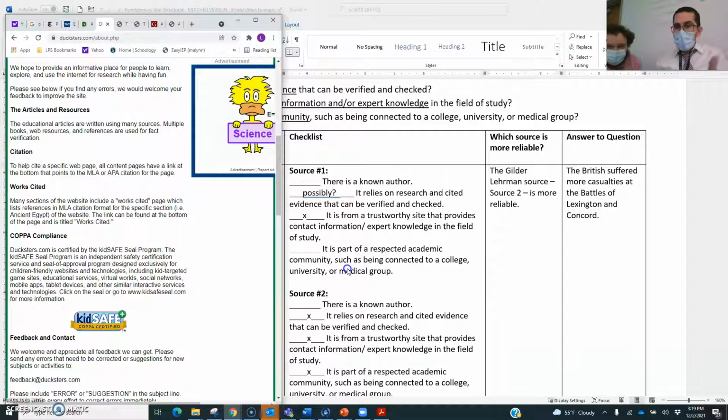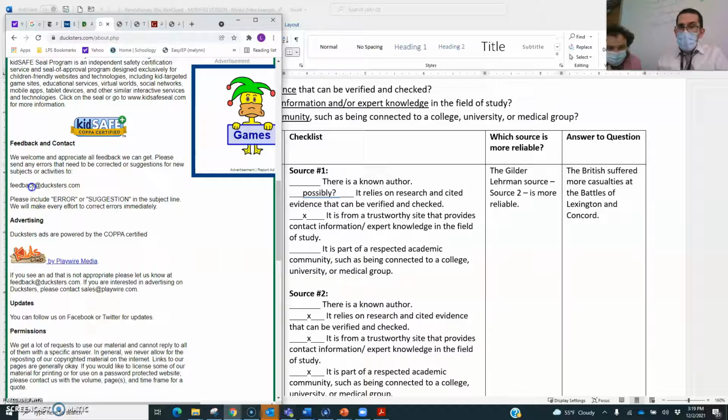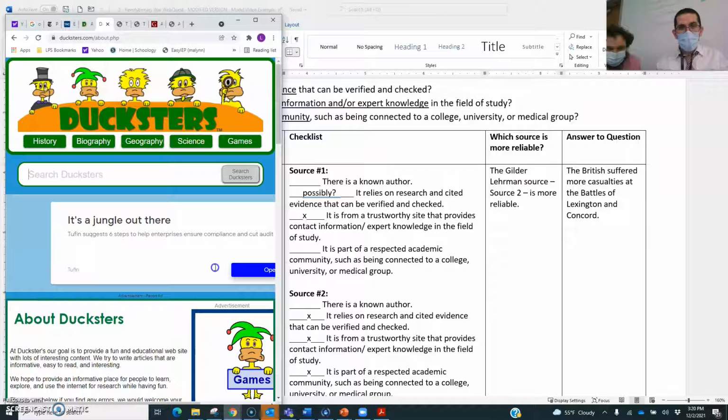Is it from a trustworthy site that provides contact information and expert knowledge in the field of study? I do have the ability to contact them if I want to reach out to them and provide them with information if I think there's an issue going on. So I guess the answer would be yes, so I cross that off as yes. And lastly, is it part of a respected academic community, such as being connected to a college, university, or medical group? Ducksters, this particular website, is definitely not a part of a well respected academic community or anything.